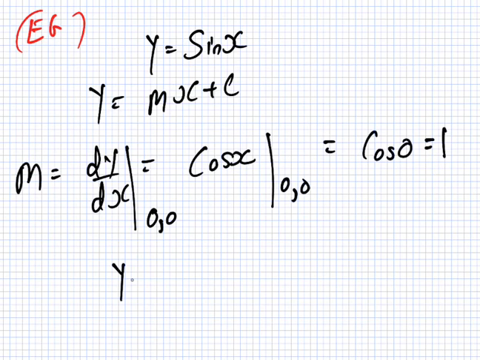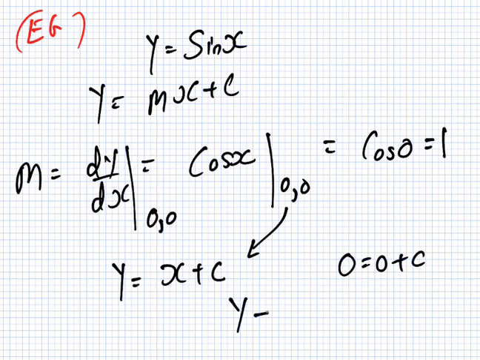So I have y equals 1x plus c. I put my 0, 0 in. I get 0 equals 0 plus c. C equals 0? Yep, c equals 0. So that's the equation of that line. Okay. I think you get the idea of what's going on here.